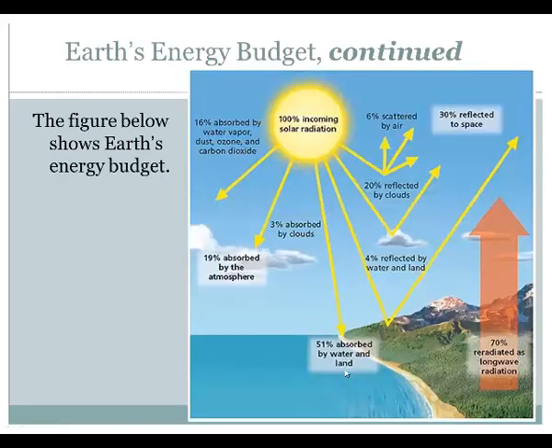Alright, looking at this figure. This should be in your notes. We're going to talk through this entire figure. Each day, our planet gets 100% of the incoming solar radiation that it's going to get. The sun does not give off more or less energy each day. Alright, the sun's energy is constant.